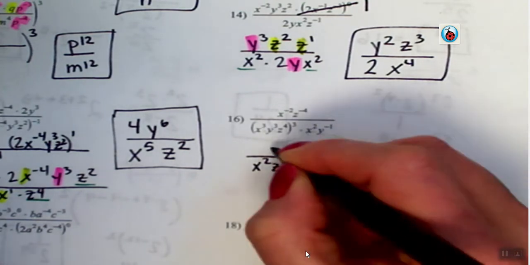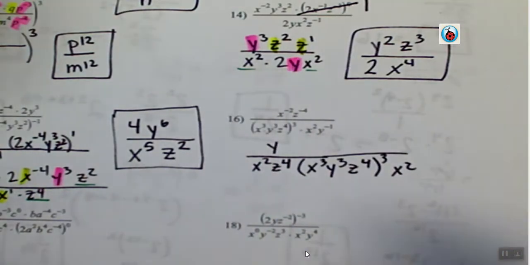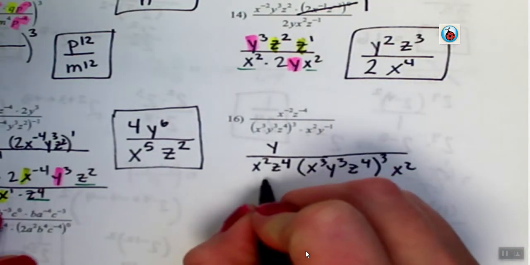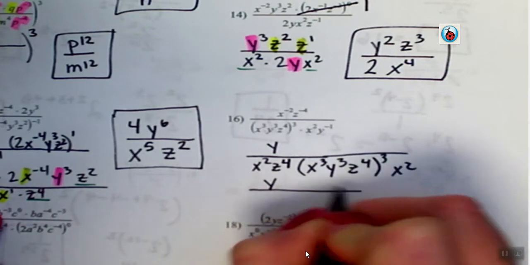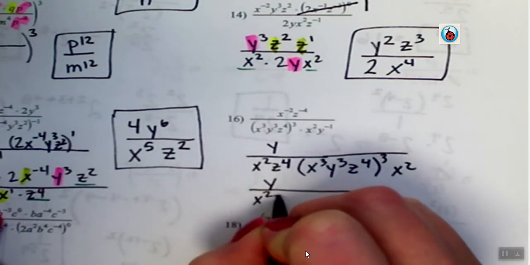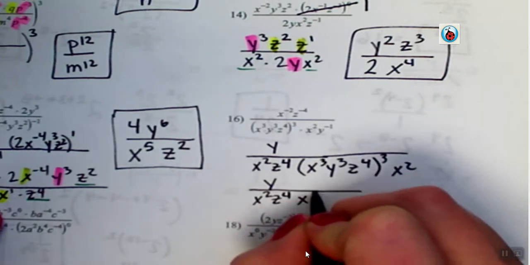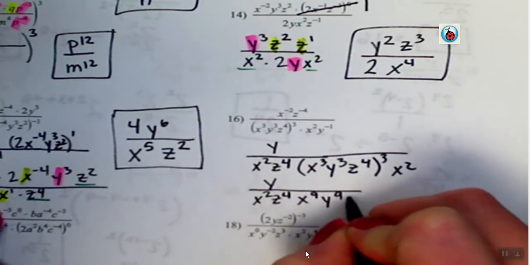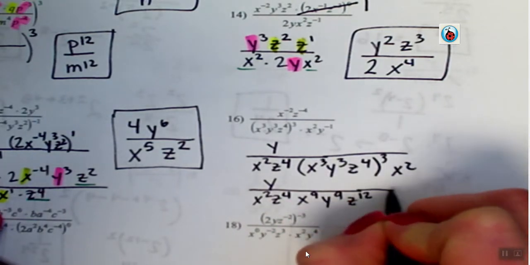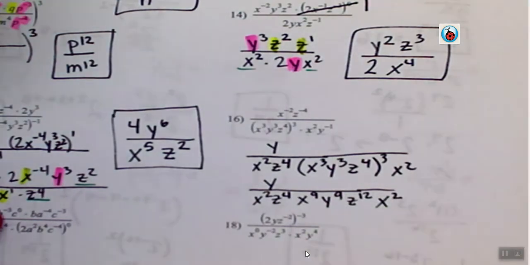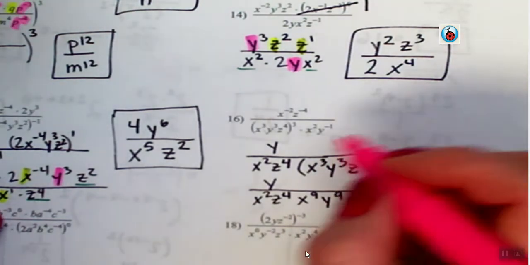Okay. And then the y goes to the numerator. Now I'm going to distribute. Okay. X squared, z to the 4th. Okay, multiply, power to power. 9, 9, 12. Okay, and combine.